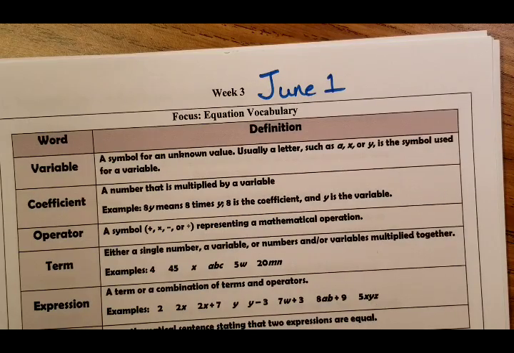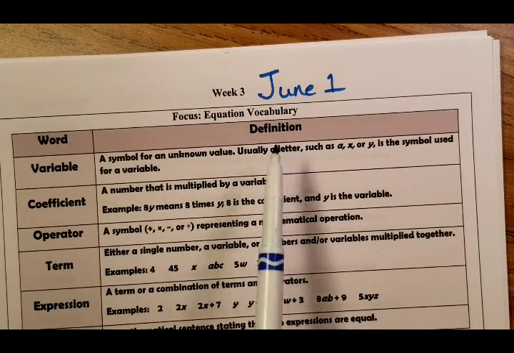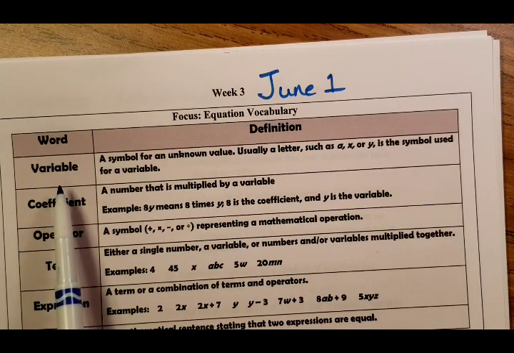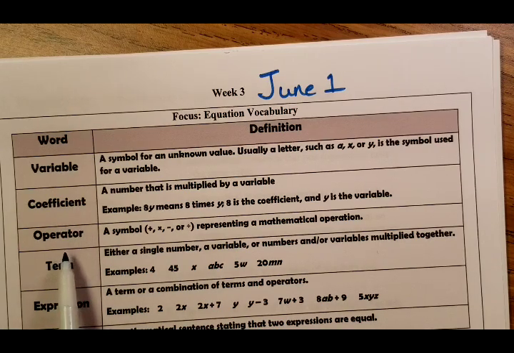Today is June 1st. We're starting on the last week of Phase 4. We're talking about equation vocabulary. The variable is a letter that's used as a number. The coefficient is the factor in front. The operator is what you're going to do: add, subtract, multiply, or divide.